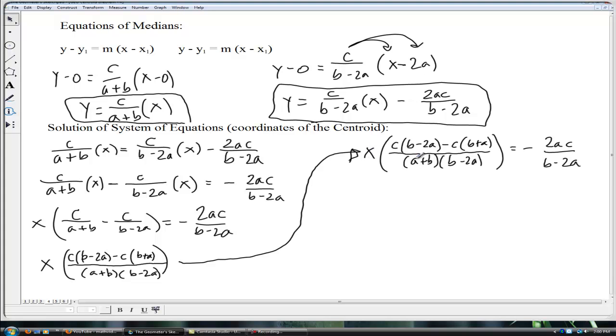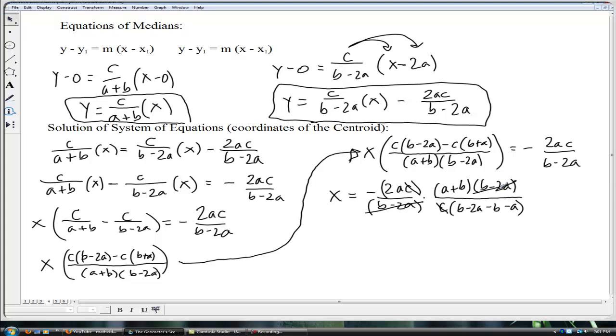In order to isolate x, I want to multiply both sides by the reciprocal of this. I will also factor out a c from this numerator, which is becoming the denominator in this step. And now what we can do is some simplification. In this monomial I have a factor c, and I have a factor c which I can reduce. b minus 2a is both in the denominator and the numerator. And let's simplify this expression right here. b minus 2a minus b minus a. This becomes negative 3a. So these b's, actually b minus b gives me a 0.